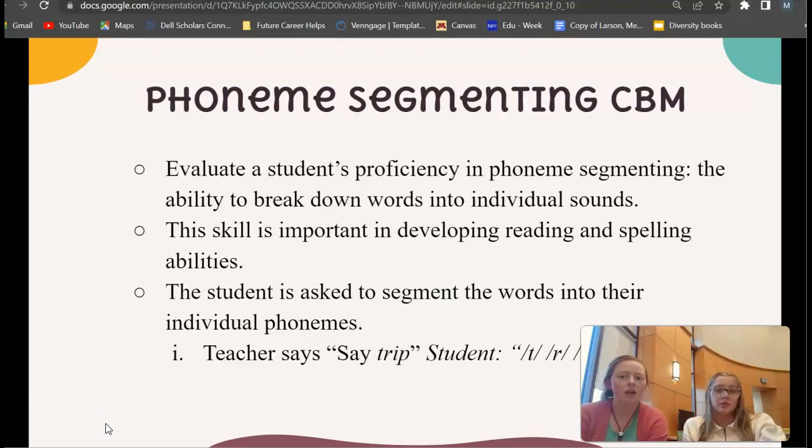The next CBM is phoneme segmenting CBMs. These are used to evaluate a student's proficiency in phoneme segmenting, which is the ability to break down words into individual sounds. This is an important skill in developing reading and spelling abilities. For example, a teacher may say the word trip, and a student must be able to break that into the 4 phonemes t, r, i, p, in order to be marked as correct.